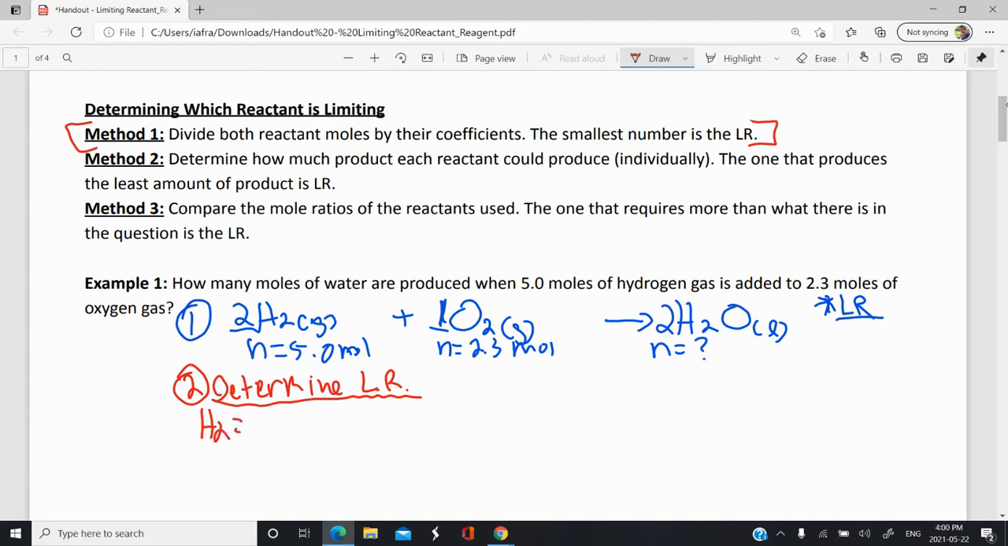For H2, you take the number of moles there, 5.0, and you divide by its coefficient, 2, and so you get 2.5. We don't care about sig figs right now. We just care about trying to make these more comparable to each other. We want to pretend like they're both on a 1-to-1 coefficient level. And then for the O2, I'll just do 2.3 divided by 1, and that's 2.3.